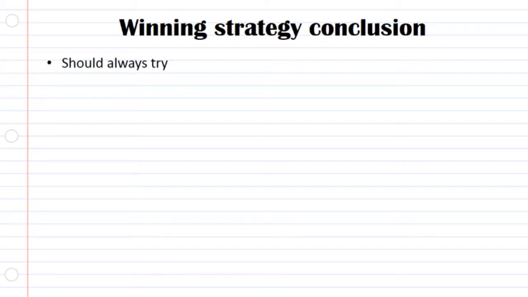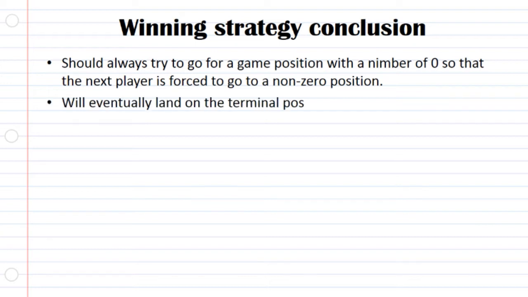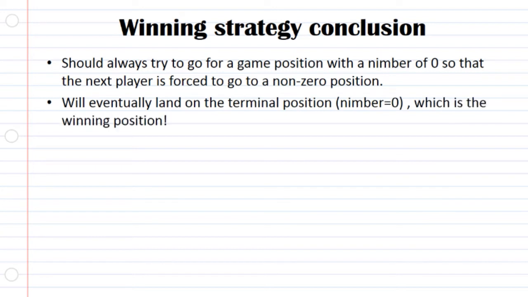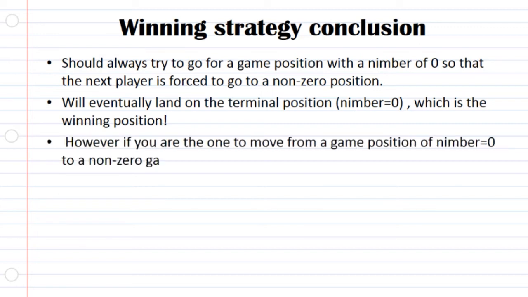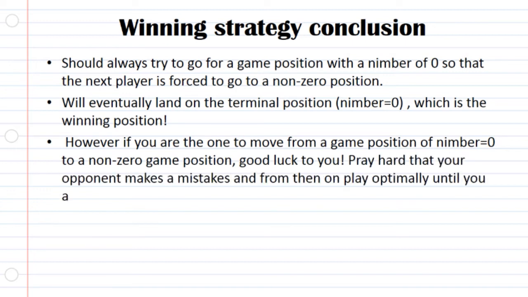In conclusion, the player should always try to go for a game position with a number of 0 so that the next player is forced to go to a non-zero position. Using this strategy, you will eventually land on the terminal position which has a number of 0, which is also the winning position. However, if you are the one to move from a game position of number 0 to a non-zero game position, good luck to you. You cannot do anything except pray hard that your opponent makes a mistake, and from then on, you play optimally until you are guaranteed a win.